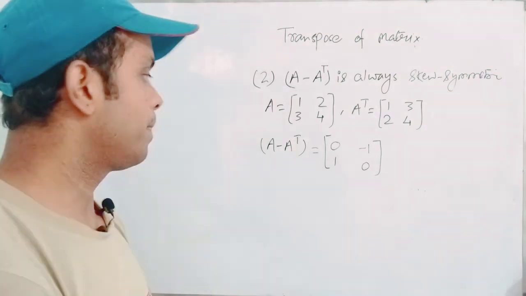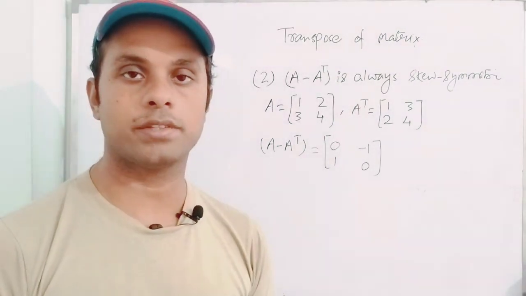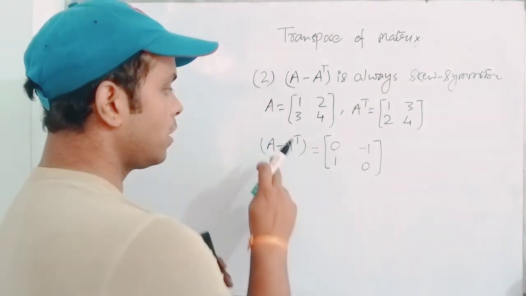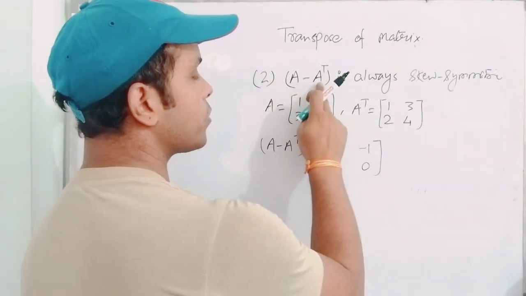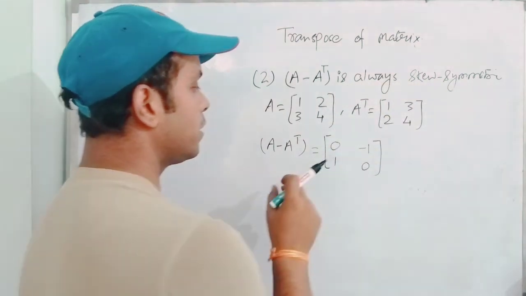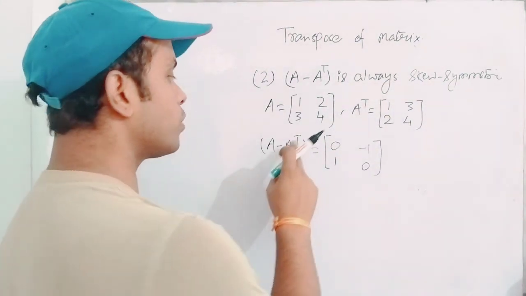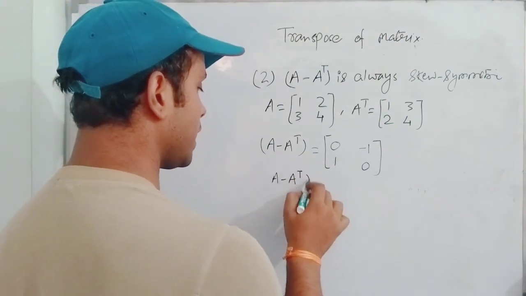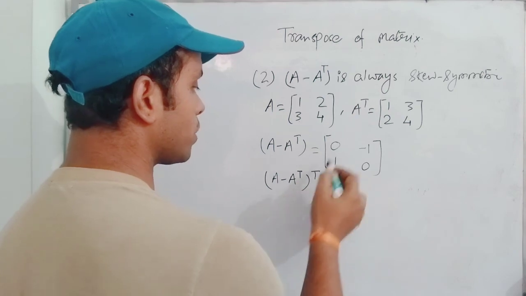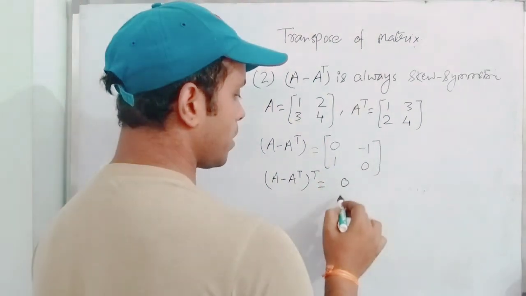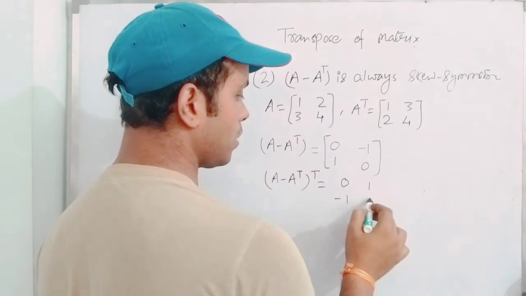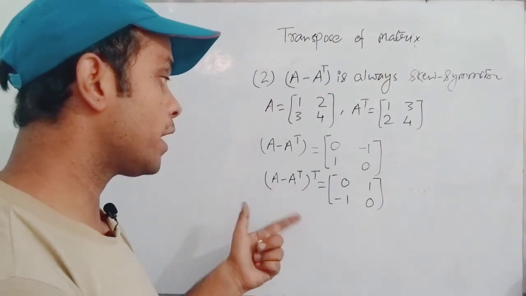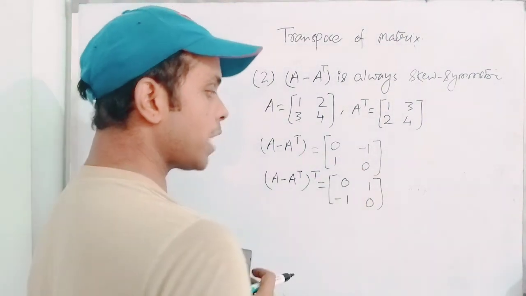Oh, look, here the diagonal elements are 0. Remember, I told you that in a skew-symmetric matrix, diagonal elements are always 0. Now what to do? If A minus A transpose is skew-symmetric, then what to prove? The transpose of A minus A transpose must be equal to its negative. So find the transpose of this matrix. Then you obtain 0, minus 1, 1, 0. This is the transpose of A minus A transpose. Now check, they are opposite in sign.